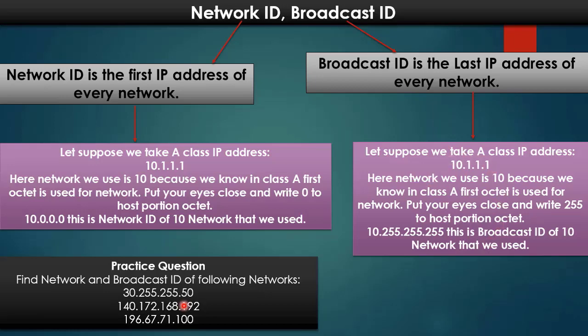Practice question. In this question you need to find the network and broadcast ID. First is 30.255.255.50. Second is 140.172.168.192, and third is 196.67.71.10.